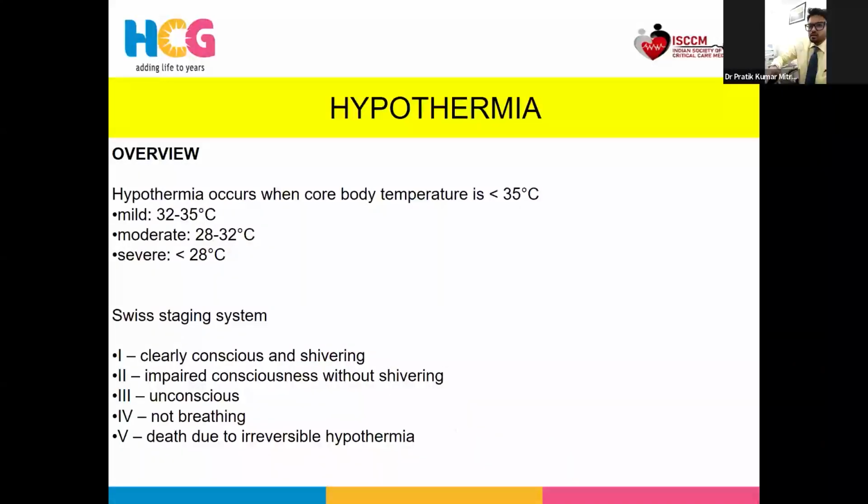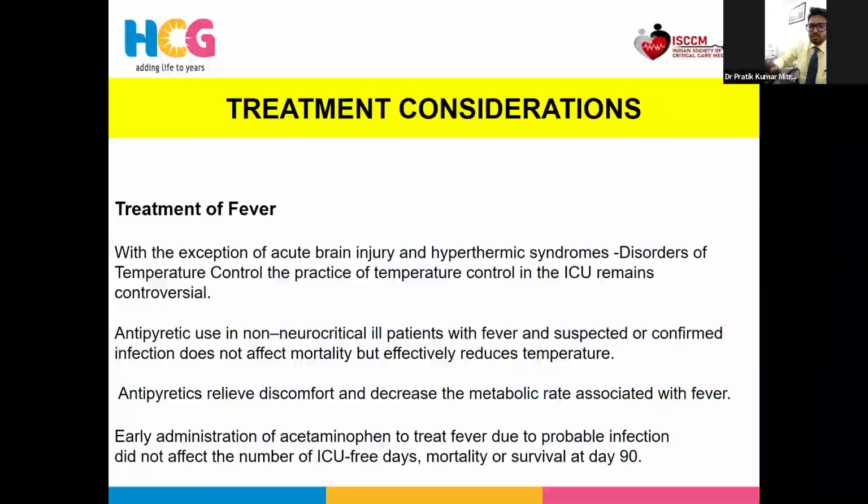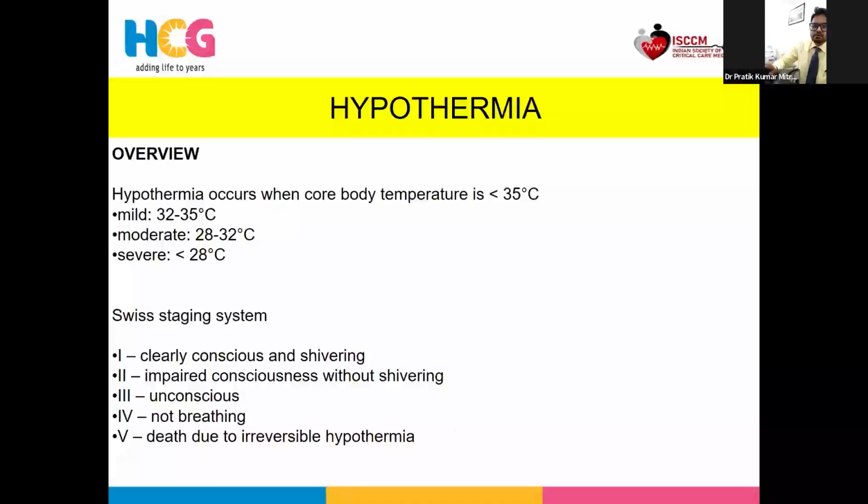Now, after fever, I will discuss hypothermia. Hypothermia occurs when core body temperature is less than 35. Mild is 32 to 35, moderate 28 to 32, severe less than 28. As per the Swiss staging system, stage 1 is clear consciousness with shivering, stage 2 impaired consciousness without shivering, stage 3 unconsciousness, stage 4 non-breathing, and stage 5 is death.